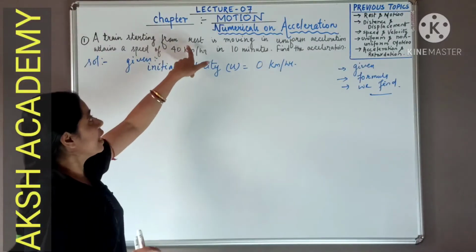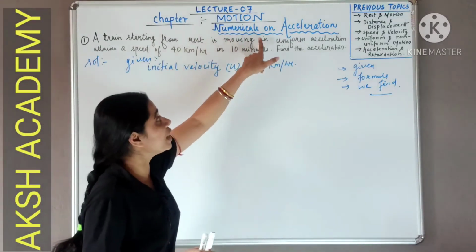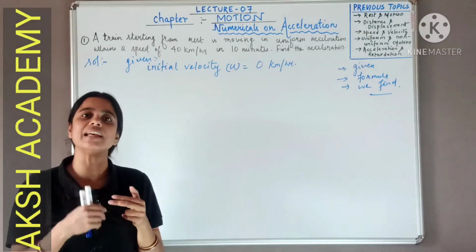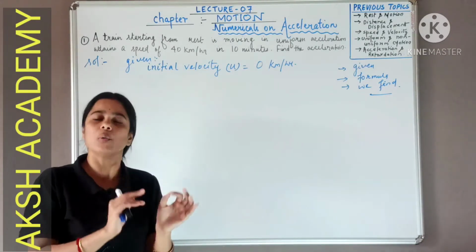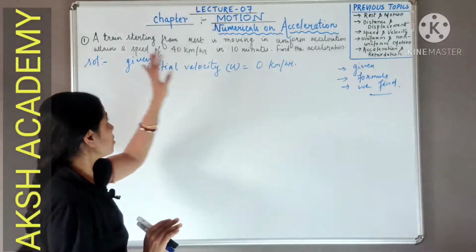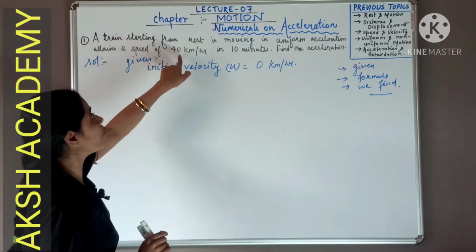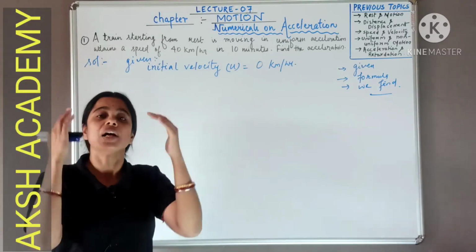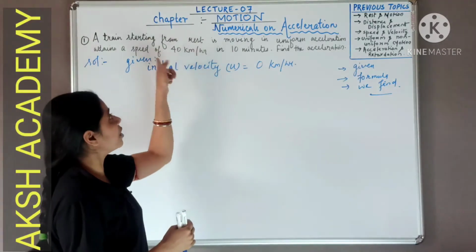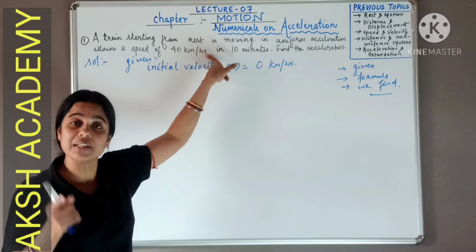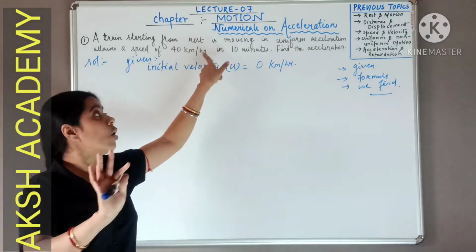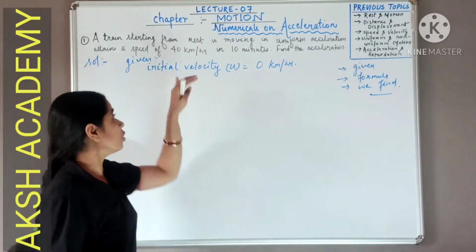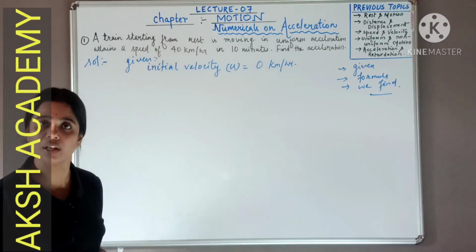Proceeding further in the question, it has started from rest and is moving with uniform acceleration. That means the speed of the train is changing continuously at a uniform rate. It attains a speed of 40 km per hour. Attains a speed means when we note down the speed, the train has a speed of 40 km per hour. So this will be the final velocity of the train.